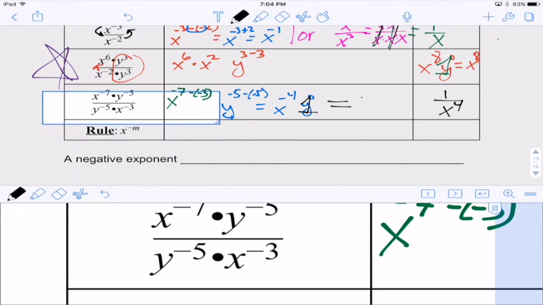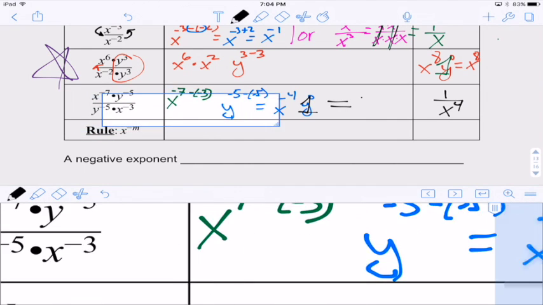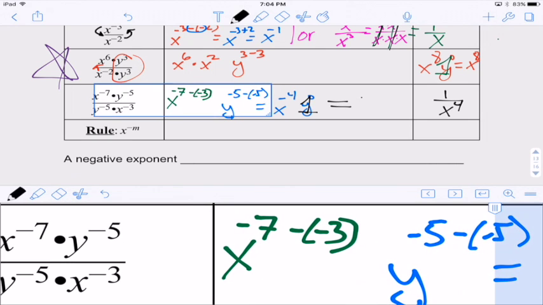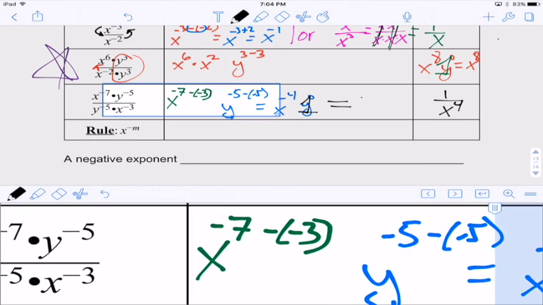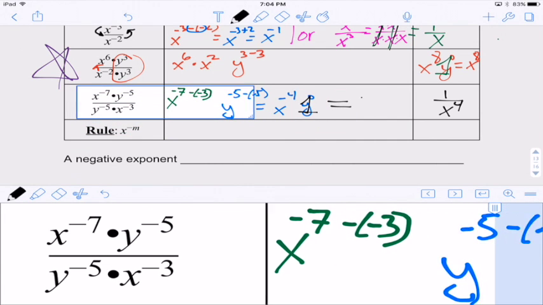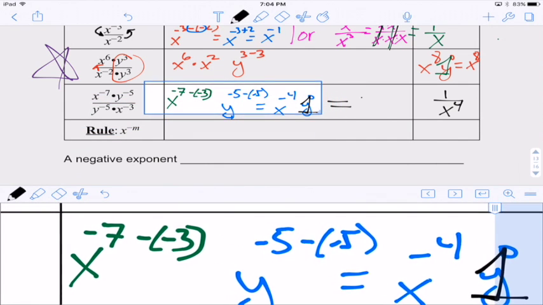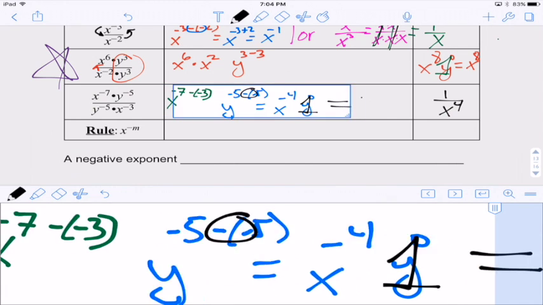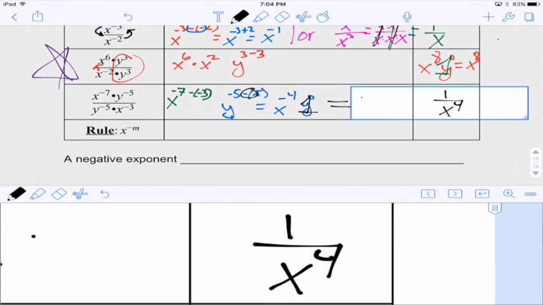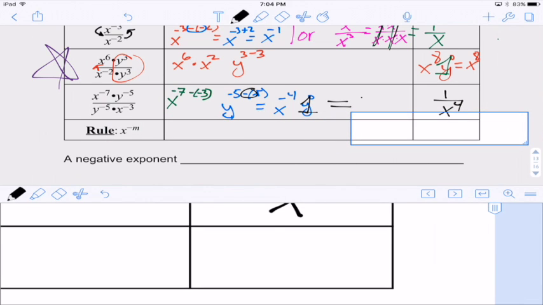Then I just used my quotient rule again. I had x to the negative 7 minus, because it's dividing, x to the negative 3. So we had negative 7 minus minus, which turns into negative 7 plus 3, x to the negative 4th. Then my y's, I had y to the negative 5th, minus, because we're dividing, negative 5. Double negative again, negative 5 plus 5 gives me y to the 0, which is 1. So then I had my negative x and it went over. So hopefully you noticed that that negative goes over the fraction bar.